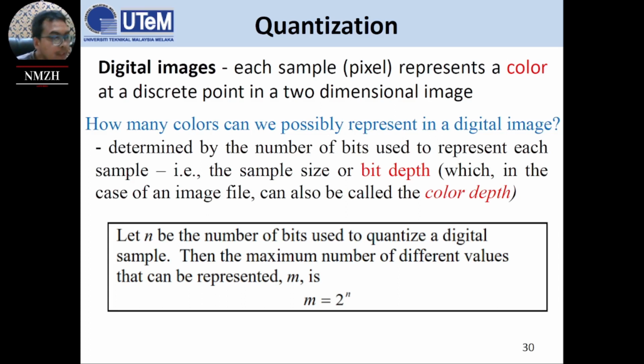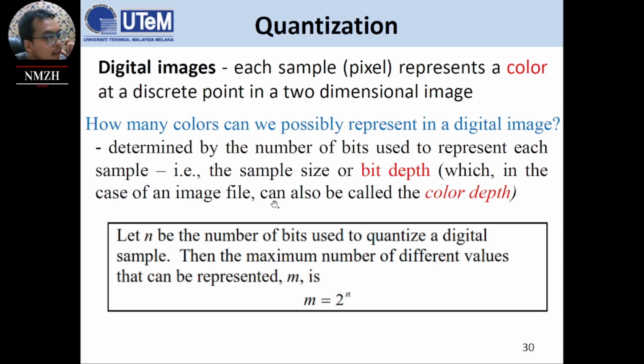Okay, so in a digital image, each pixel is a sample, what we say. Because remember, in an image we don't call it a sample, we call it a pixel. It references a color as intensity at the discrete point of a two-dimensional image, x and y. So how many colors can we represent in digital images? It is determined by the number of bits used to represent each sample, the sample size or bit depth.